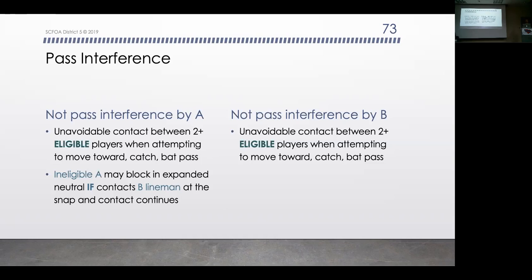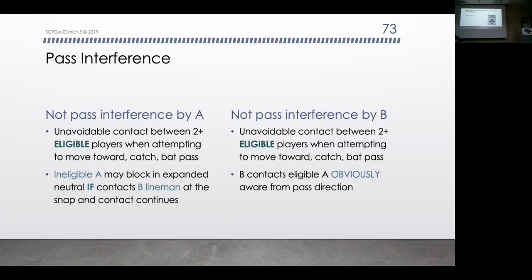B contacts A obviously away from the pass direction. So if the quarterback throws it to the right hash and B contacts a receiver on the left hash, that's not pass interference. It could be something else, but it's not pass interference.